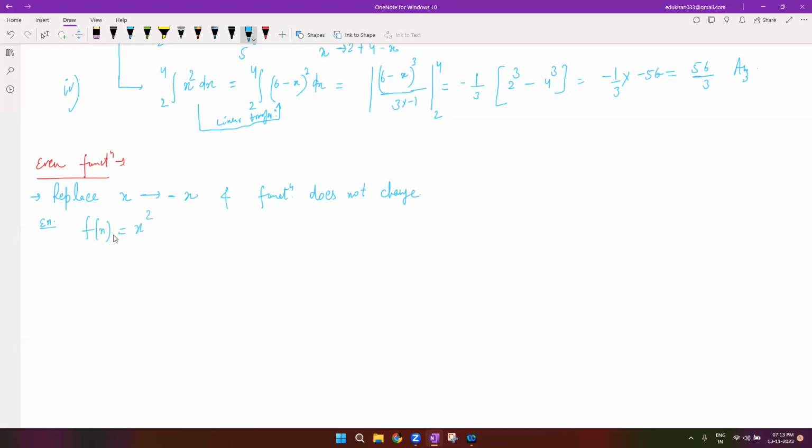See, f(x), let's say your function is x square, right? Now you replace x with minus x. So the function will become (minus x) whole square. But what is this (minus x) whole square? This is again x square. So this is an even function, right? Cos x is also an even function.